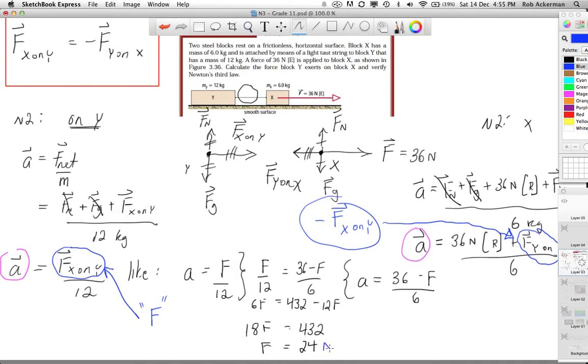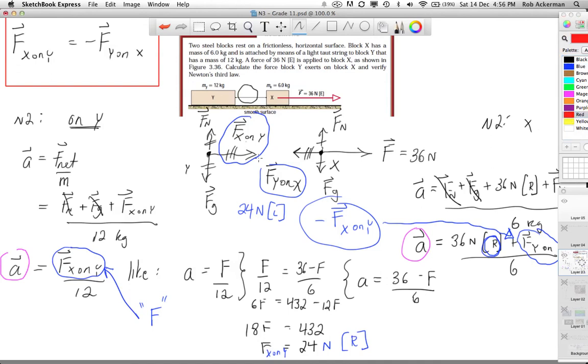Now forces are measured in newtons, and forces are vectors. What is the direction? The direction is the same as what we used here, so that'll be to the right. So this was Fx on y. Now let me look back at my diagram. Was x on y pulling to the right? Well, let's see. Yes, it was. Here's Fx on y. And as you see, it is pulling to the right. It also means that Fy on x will be 24 newtons to the left.